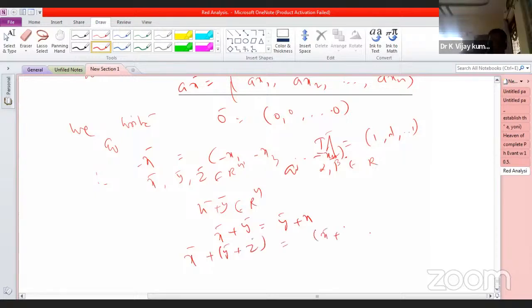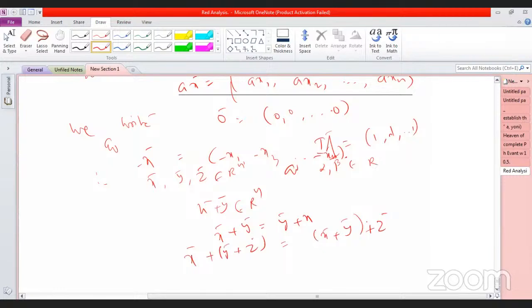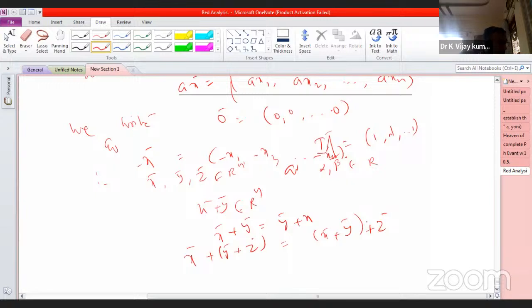What is the formula of this one? Associative property. Very good. x bar plus y bar plus z bar, like a plus b plus c.